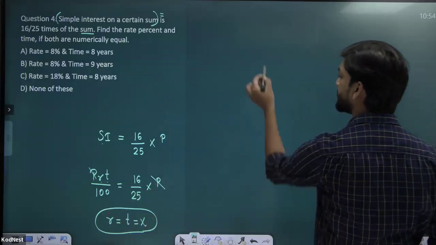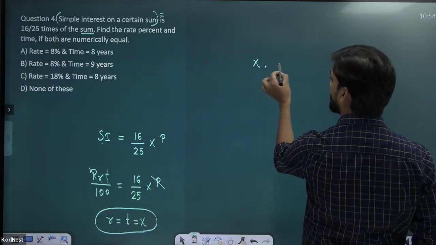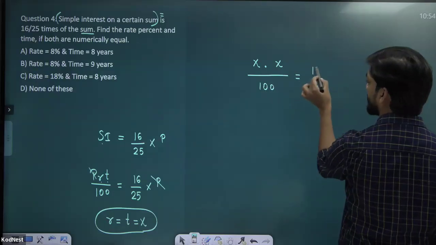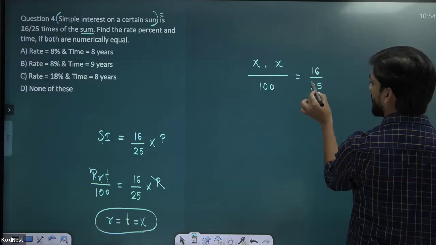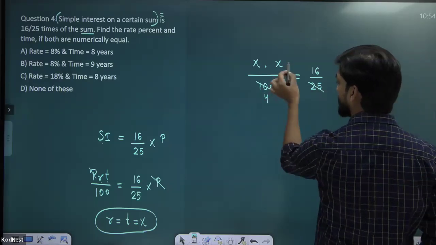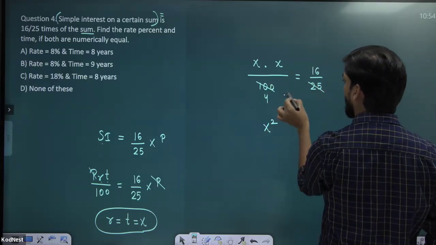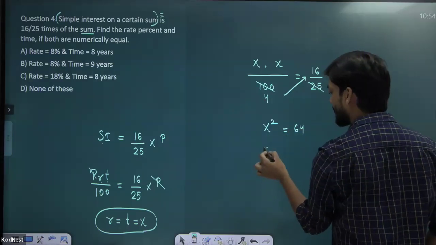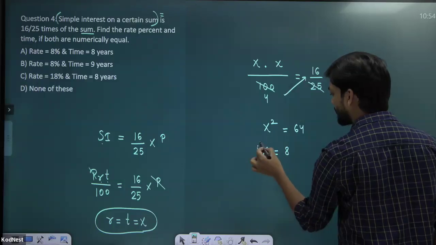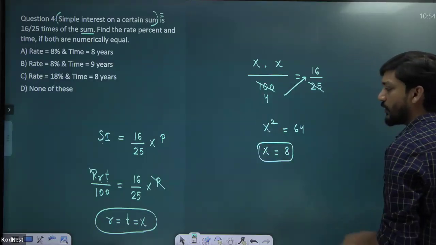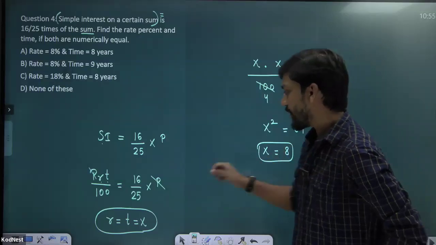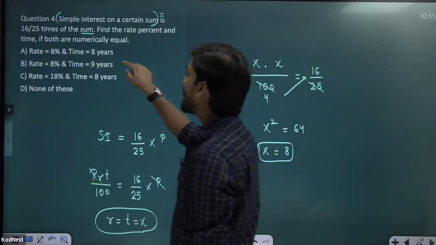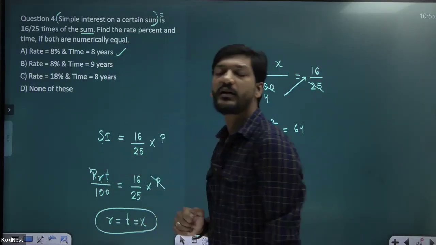So this will give you R equal to x, T equal to x, divided by 100 equals 16 by 25. Now 25 into 4, this will be x square, and this will give you 64. So x square equals 64, so x equals 8. Now what is x? x is your rate percent also, x is your time also. So 8% and 8 years, option A will be correct.